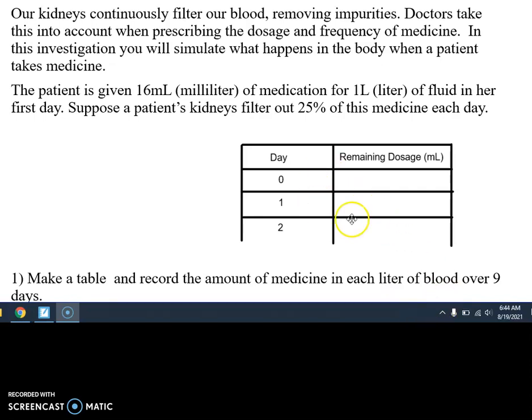Set the table so it looks something like what you're seeing here, and then go ahead and complete the 0 day and the 1 day. Turn the video back on and check this to make sure you have the right idea, and then finish off the table. When you're finished, turn the video back on.